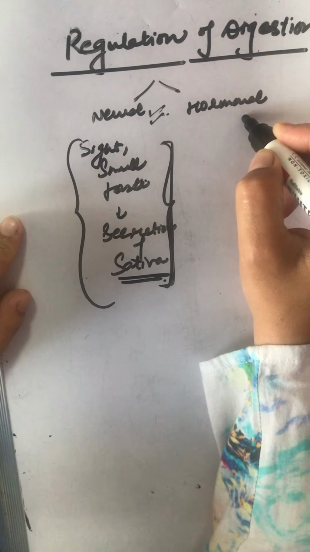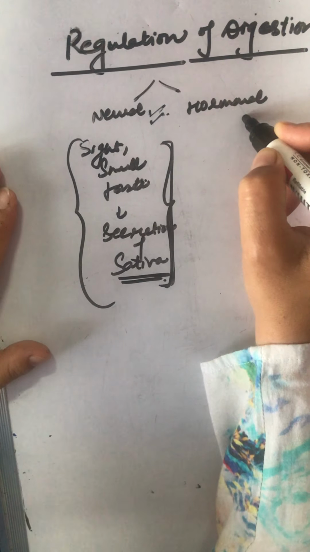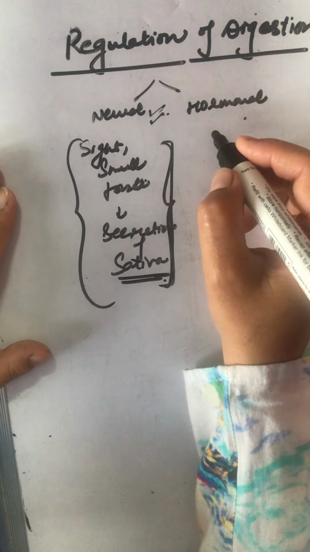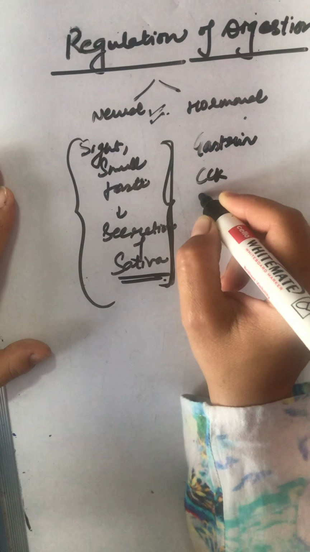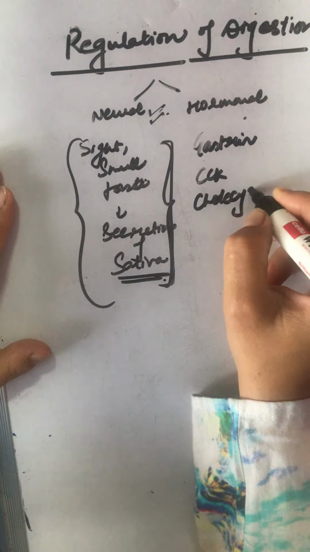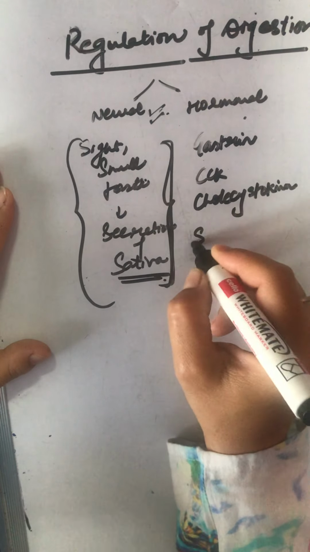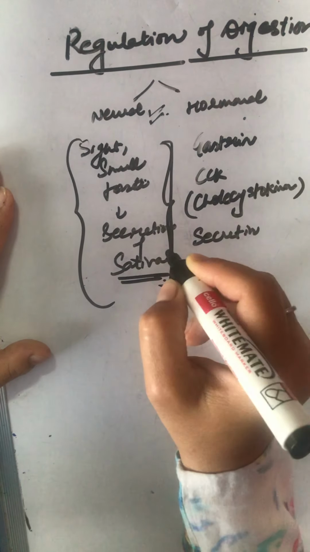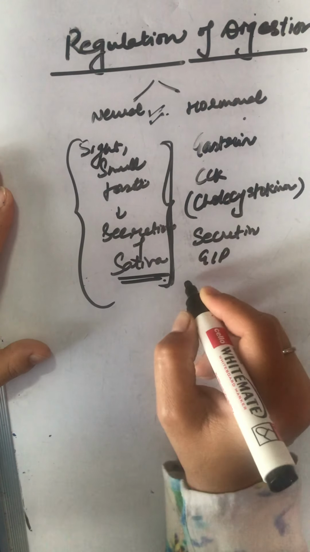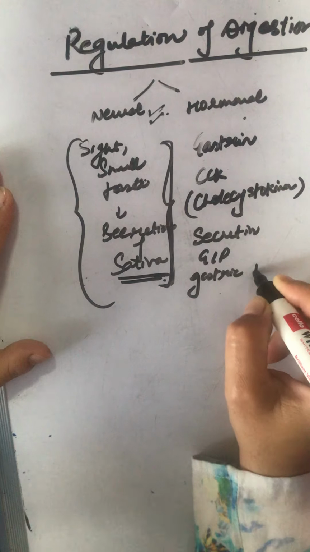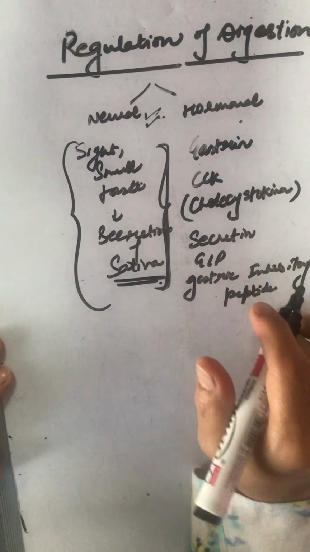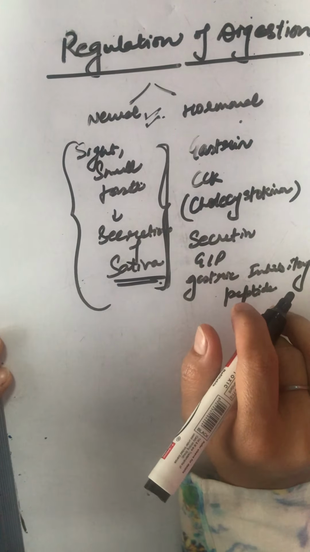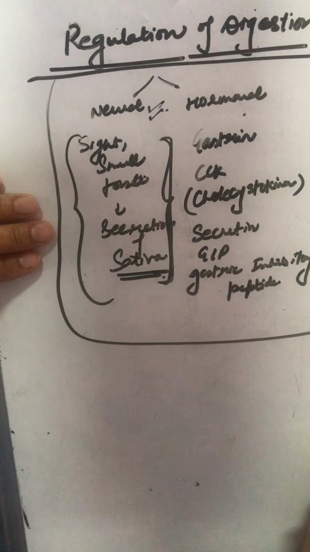When we talk about the hormonal control, we say that in different parts of our body, the digestive juices are secreted in the alimentary canal. These are gastrin, cholecystokinin, that is CCK, secretin, and the next one is GIP, that is gastric inhibitory peptide. These are the hormones secreted by the gastrointestinal tract. So these help in the regulation of digestion in our body.